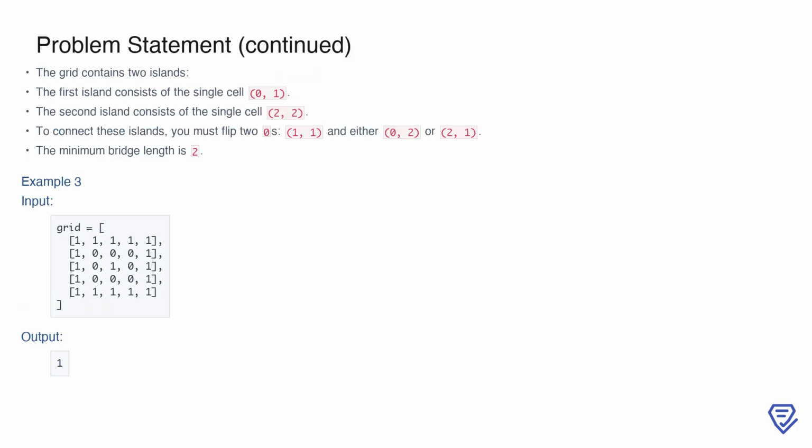In the third example, the grid is a 5 by 5 matrix. Here, the first island forms a square that surrounds the perimeter of the grid, while the second island is the single cell located at the center of the grid, at 2, 2. To connect these two islands, you can flip any one of the water cells that are directly adjacent to the center cell. For instance, flipping the cell at 2, 3, or 3, 2, would create a bridge of length 1, which is the shortest possible connection. The output for this example is therefore 1, as only one water cell needs to be flipped.